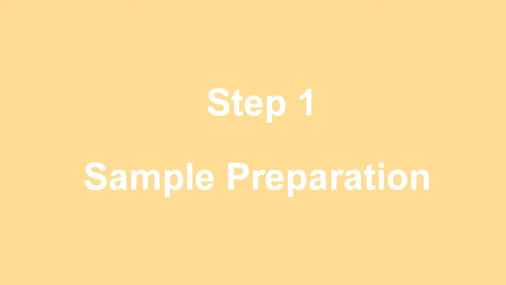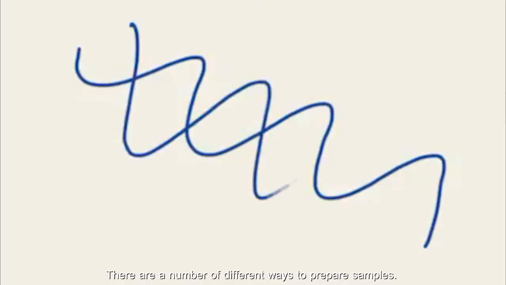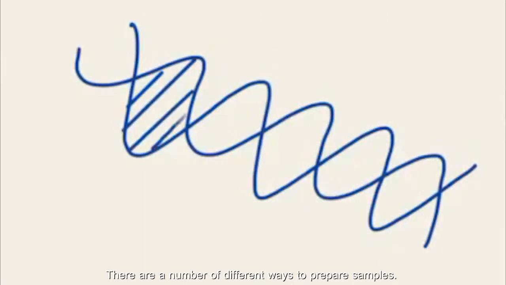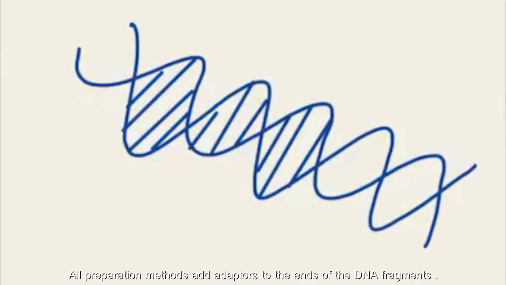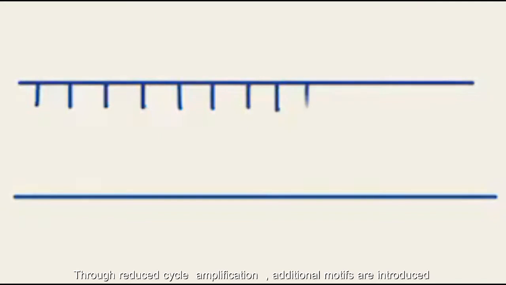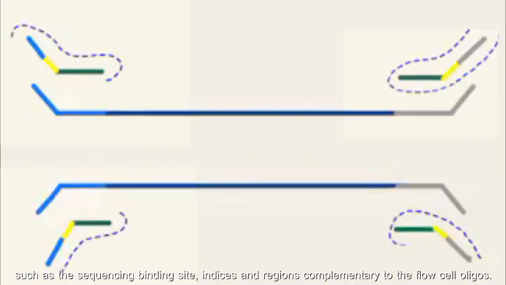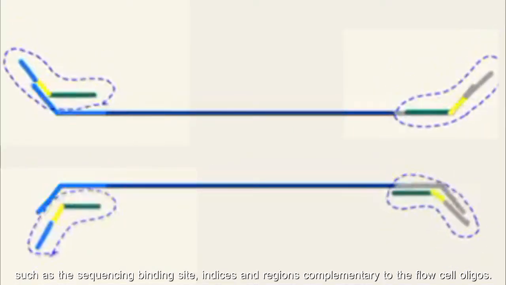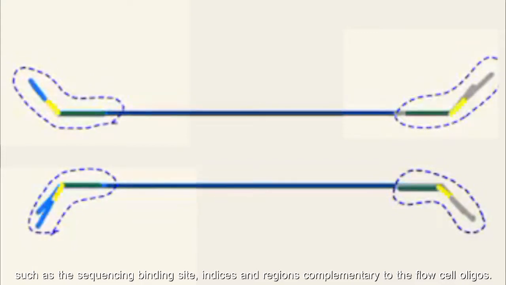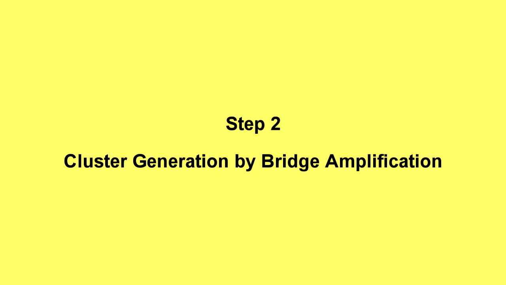Step 1. Sample preparation. There are a number of different ways to prepare samples. All preparation methods add adapters to the ends of the DNA fragments. Through reduced cycle amplification, additional motifs are introduced, such as sequencing binding sites, indices, and regions complementary to the flow cell oligos.